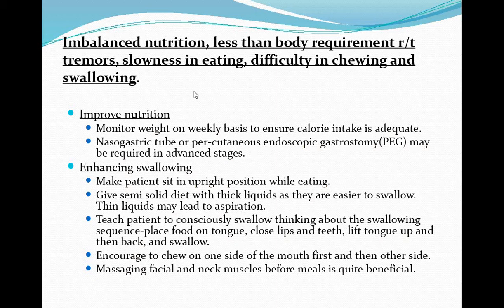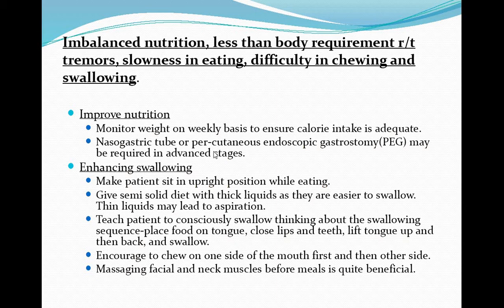That is why the intake would be less. So the nursing diagnosis is imbalanced nutrition less than the body requirement. Now what all can be done to improve the nutrition? Monitor the weight on weekly basis to ensure calorie intake is adequate. First of all, every time take a baseline data, that is at the starting of the management of the person, we will take a baseline weight so that we can compare while evaluating the nursing process, right?